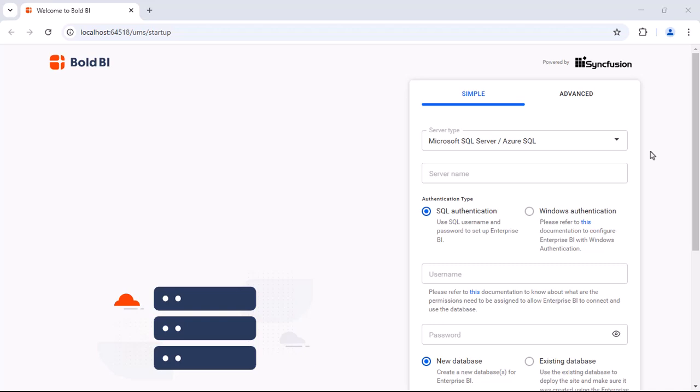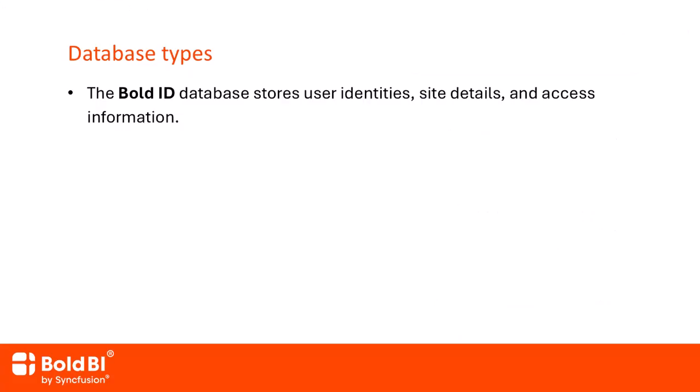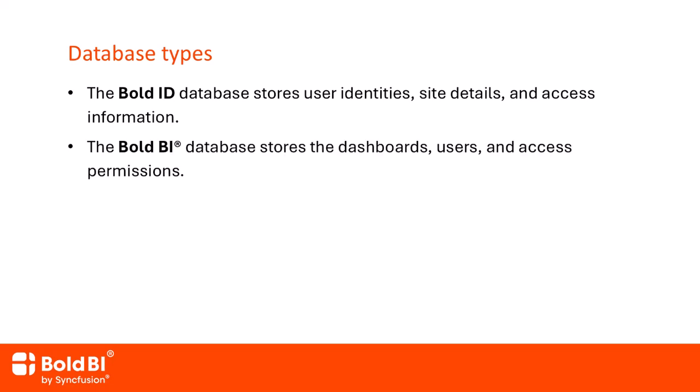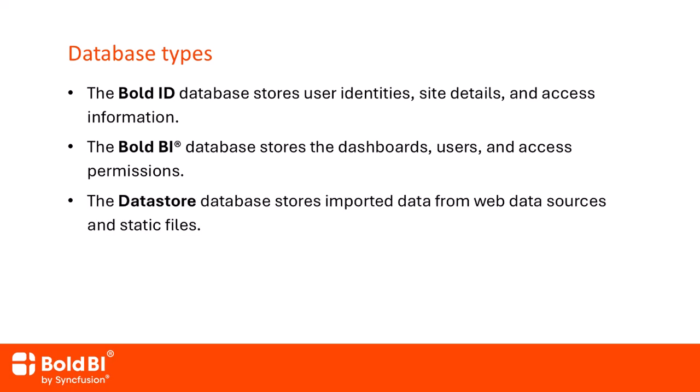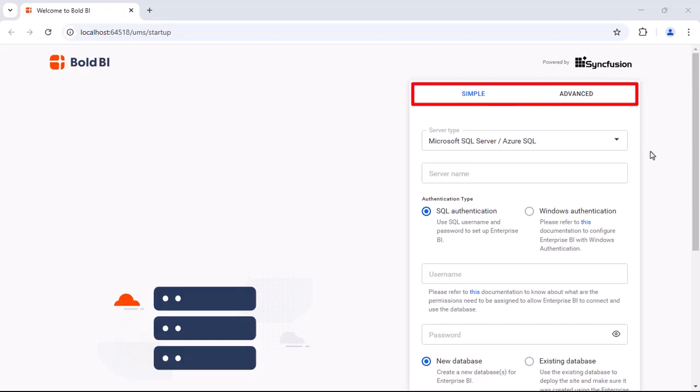Next, I am required to configure the databases for BoldID, BoldBI, and the data store. The BoldID database stores user identities, site details, and access information. The BoldBI database stores the dashboards, users, and access permissions. It holds the data offline and helps you access dashboards quickly. The data store database stores imported data from web data sources and static files. You can use either simple or advanced mode for these databases.